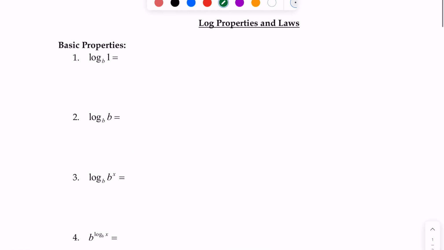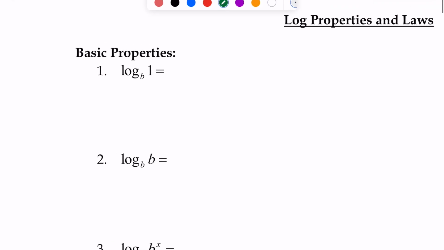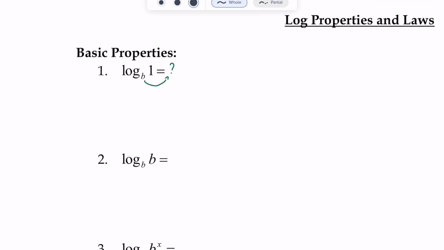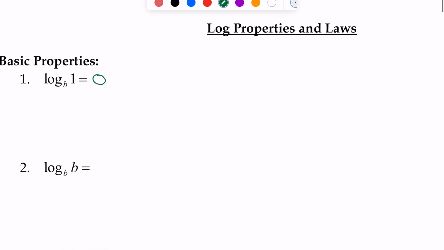The first basic property, we've seen this one before when we were doing our graphing. When you take the logarithm of 1, what you are asking yourself is b to the power of what gives me 1? Well, this will always be 0. It does not matter what number is the base of your logarithm. Taking the log of 1 will always result in 0.